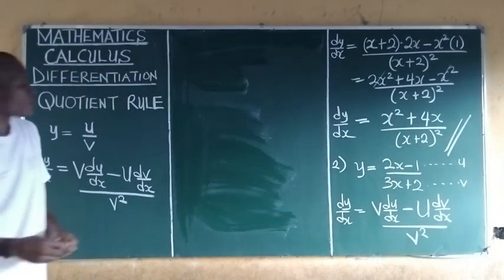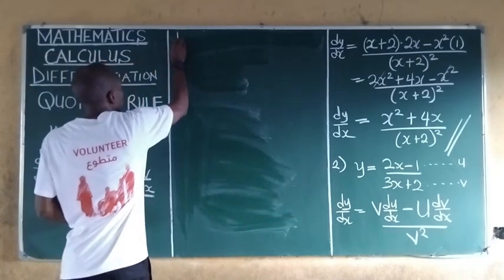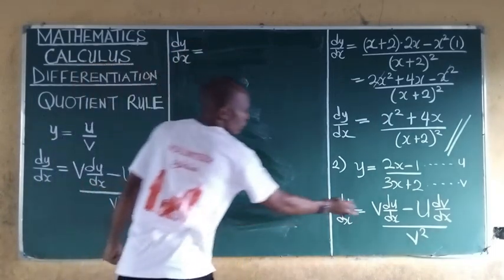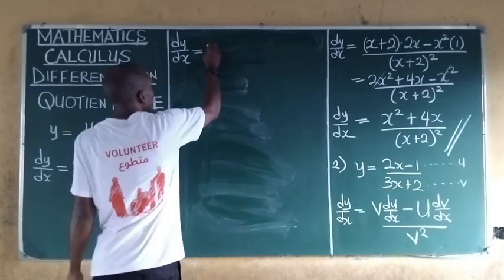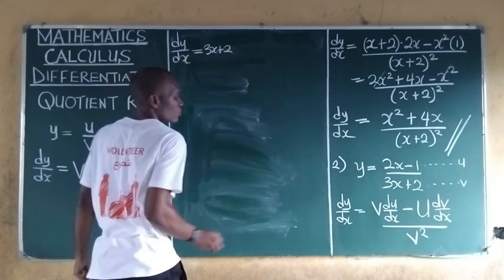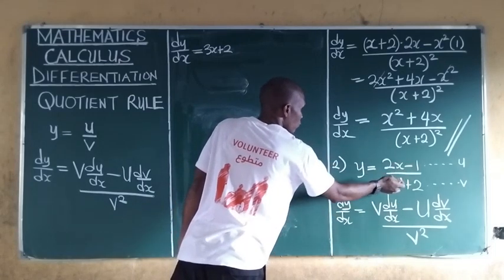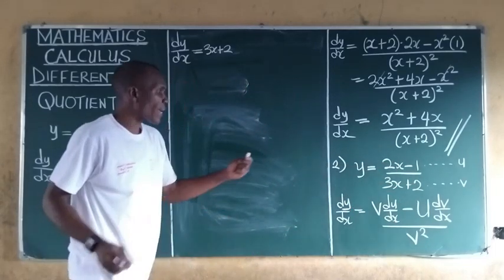So dy over dx is equal to v. This is our v, 3x plus 2. We bring it down, 3x plus 2, multiplied by du over dx. We differentiate this whole function with respect to x.